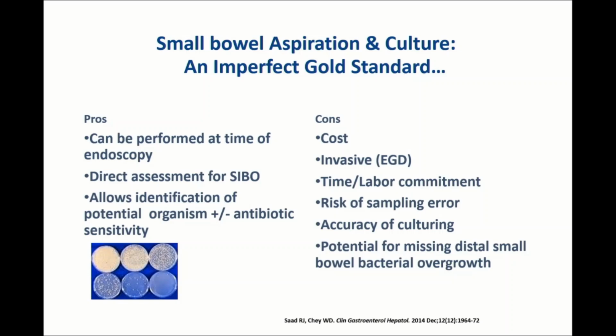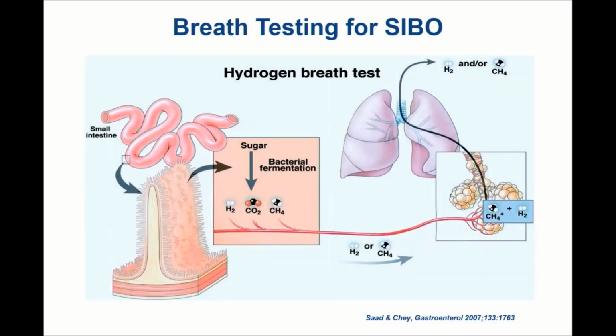Regarding the aspirate, small bowel aspiration and culture is really an imperfect gold standard. The pros: it can be performed at the time of endoscopy, it gives direct assessment of SIBO, and it allows identification of the potential organism, plus or minus antibiotic sensitivity. And the cons are really invasiveness, cost, time and labor commitment, and risk of sampling error, as well as accuracy of culturing and potential for missing distal small bowel bacterial overgrowth.